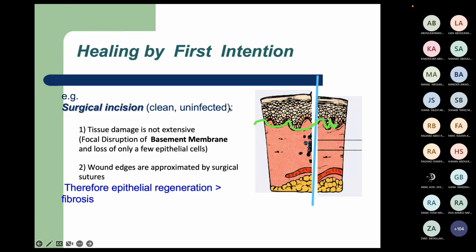So again, this is the diagram of your original lecture. When there is a surgical incision, when it is clean and uninfected, tissue damage is minimal, then there's just disruption of the basement membrane and few epithelial cells are lost, and the wound edges are closely approximated by sutures by the surgeon. So there'll be very few problems. This is called healing by first intention. So there's more regeneration of the epithelium and less fibrosis, very little scar in this condition. Because everything is clean, no problems, healing will be less complicated.